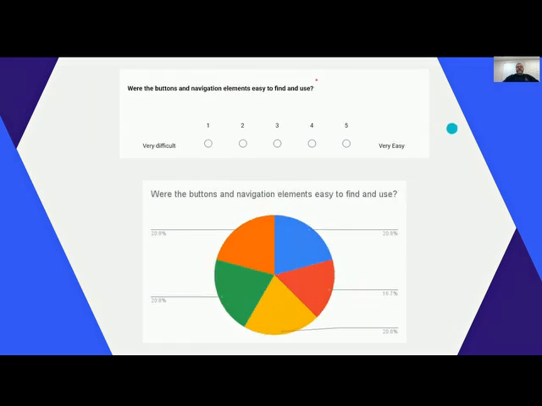Were the buttons and navigation elements easy to find and use was the next question. On this question, 1 individual gave me a 3, where the others gave me 4s and 5s. So I have 80% of my respondents saying that the navigation buttons were easy to find and use.